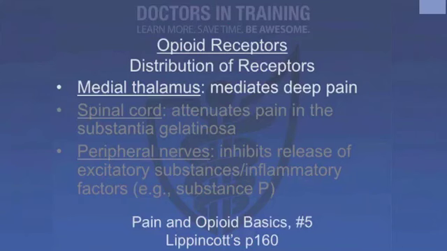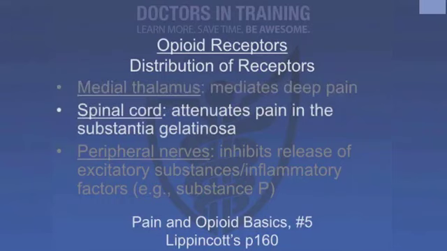Now, opioid receptors are located throughout the central nervous system, and they are out there, again, to help control pain, even endogenously. So, where do we find these things? The medial thalamus will help mediate deep pain, and it's poorly localized. So that's one place where you see a lot of these mu receptors.